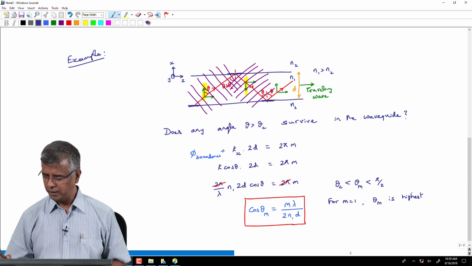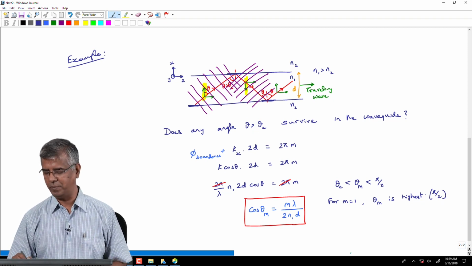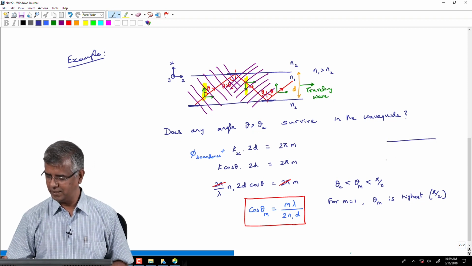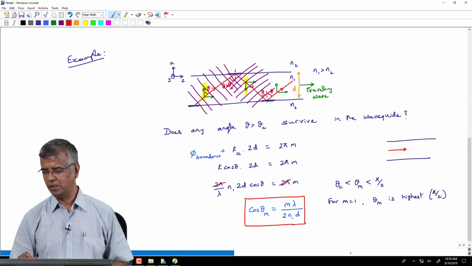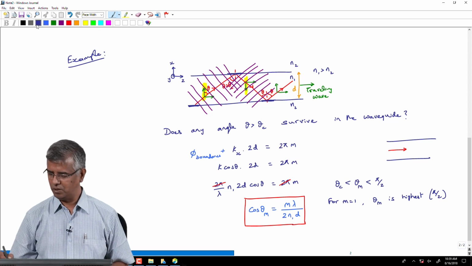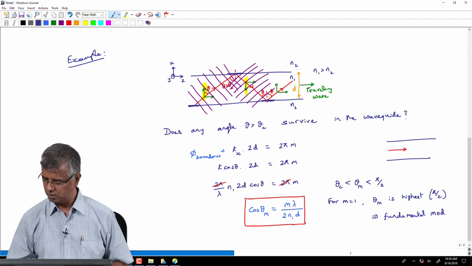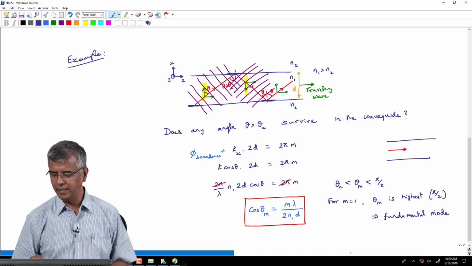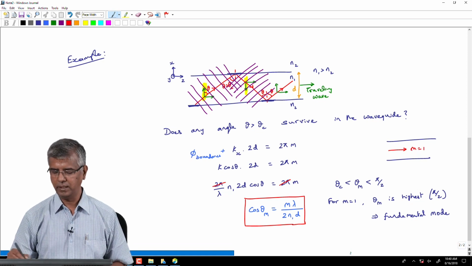So, and highest is pi by 2. So, what does that condition correspond to? Pi by 2. So, if this is my waveguide, pi by 2 corresponds to a condition where I am almost going straight down that waveguide, right. So, for m equal to 1, where we say you are going straight down the waveguide, that will correspond to what is called the fundamental mode of the waveguide, okay, and that corresponds to m equal to 1.